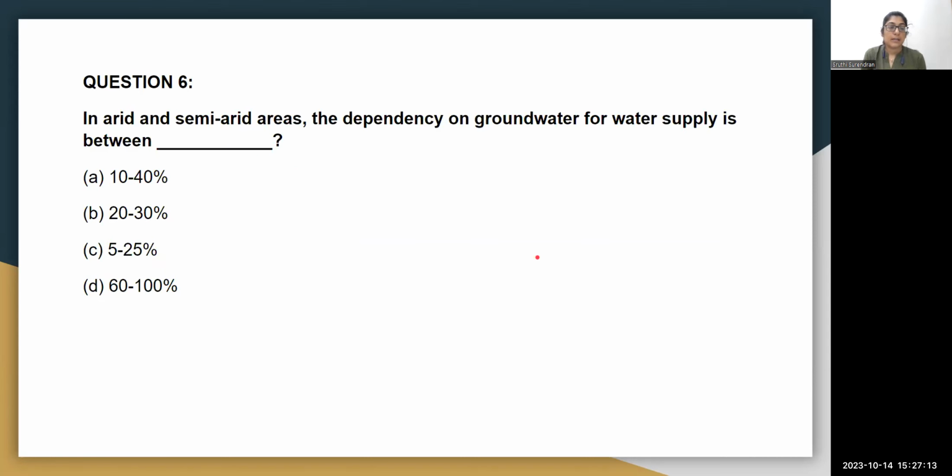Moving on. In arid and semi-arid areas, the dependency on groundwater for water supply is between what percentage? What is the dependency on groundwater as a source of water supply in arid and semi-arid areas? So we know what arid areas are. We know what semi-arid areas are. You can think about the precipitation patterns in such areas, and then think about what is actually a major source of water supply for such areas.